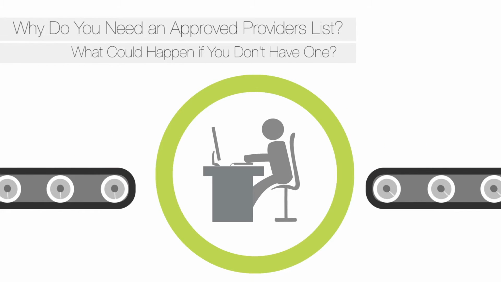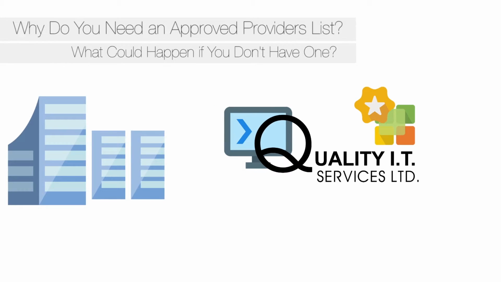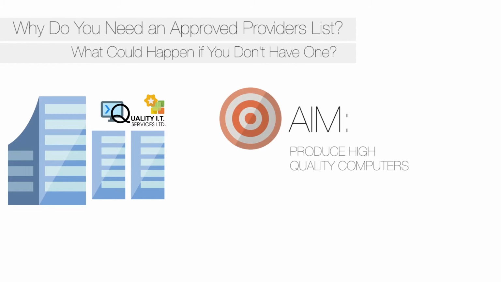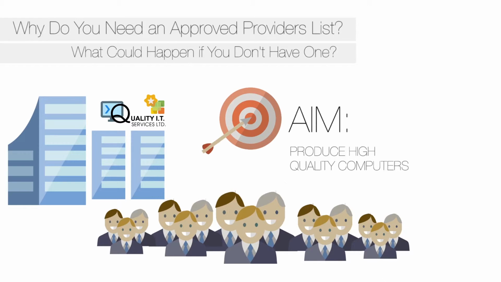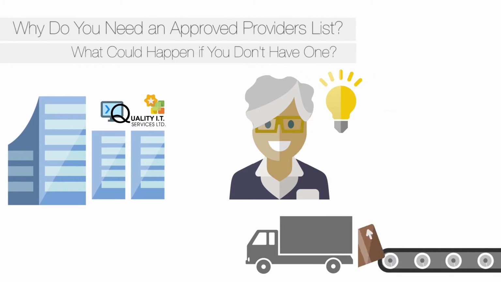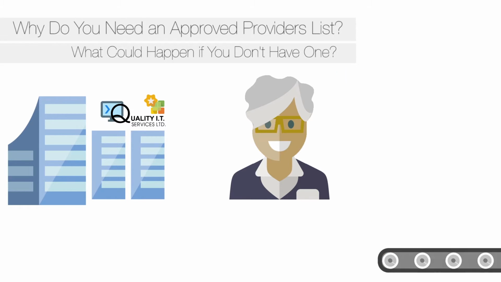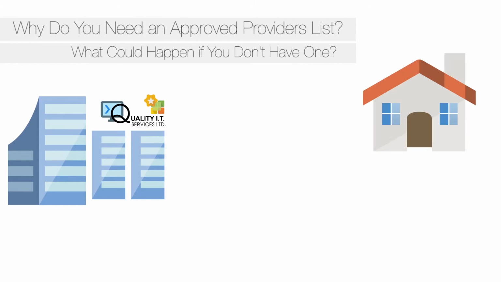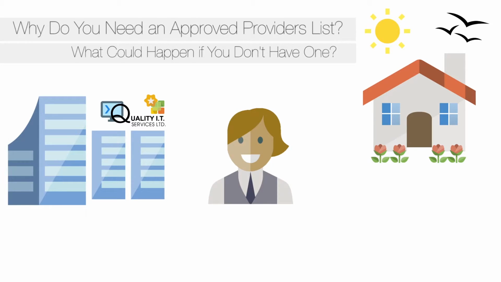Let's take a look at an example. Your organisation is called Quality IT Services Limited. Your aim is to produce high-quality computers to an ever-growing client base. You have Mabel in accounts, who has been with your organisation 25 years, who knows all the providers your organisation orders its computer components from. However, Mabel decides to retire, and Charlotte is employed to take over from her.